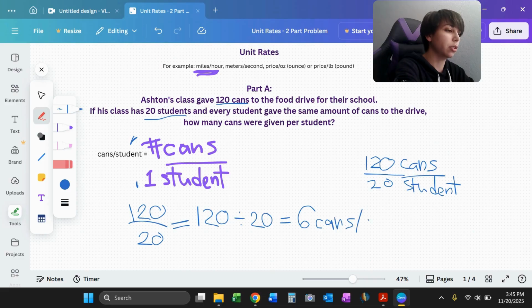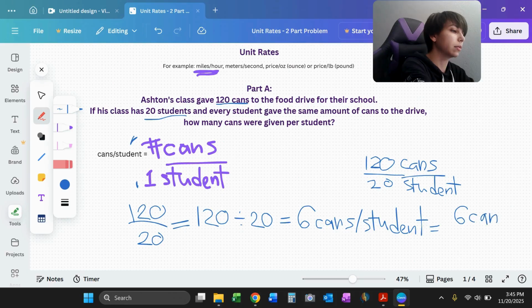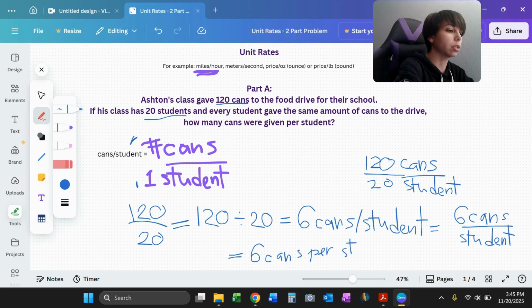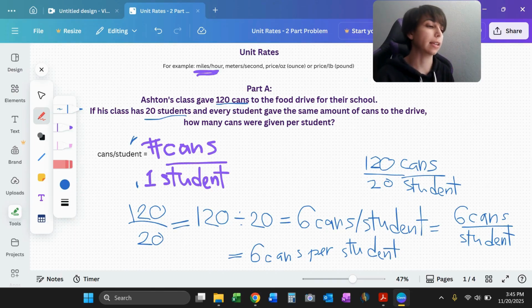And you can either put it here like this, 6 cans per student, or you can also write it in words. All of that would be correct. So in words, 6 cans per student. Very choppy words, but that's okay. The important thing is 6 cans per student.